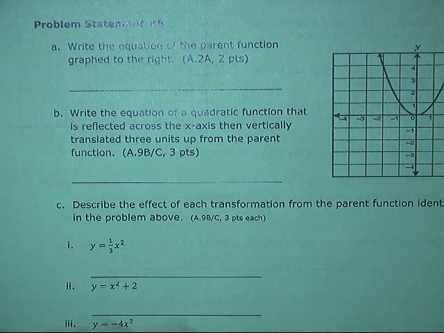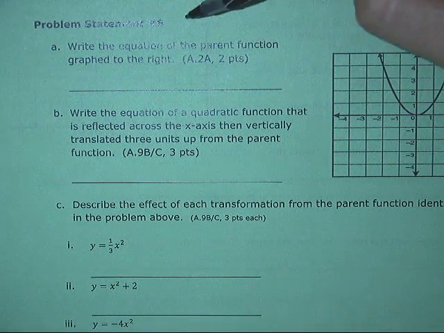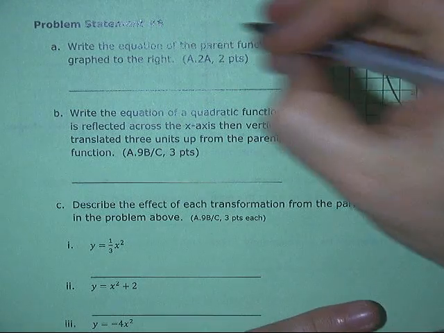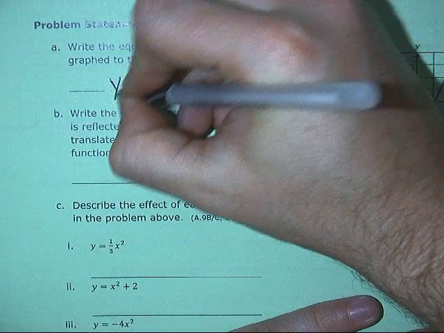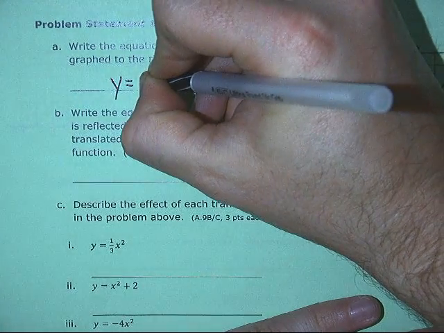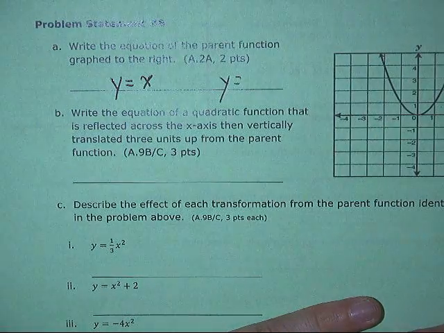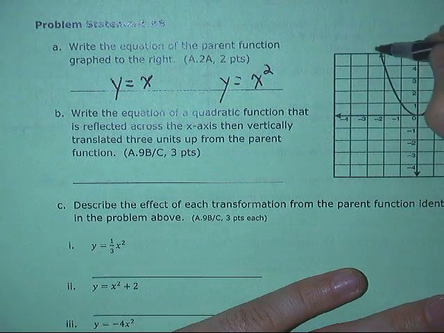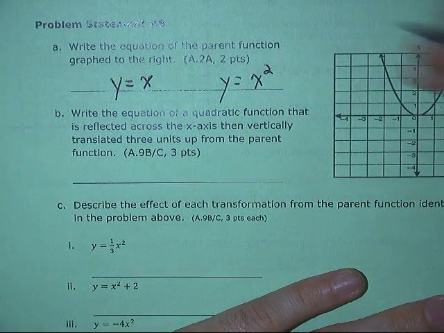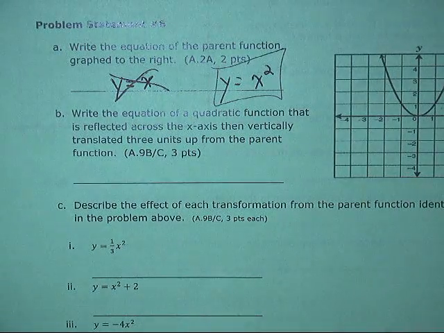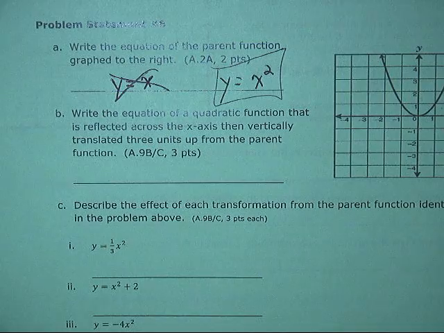All right, problem statement 6. What's the equation of the parent function graph to the right? Now, once again, just like earlier, we've only talked about 2 different parent equations this year. Our first one was the linear, which is y equals x, and the second is the quadratic, which is y equals x squared. This is a parabola, so we can't use the linear one. We have to use the parabola, which is y equals x squared.